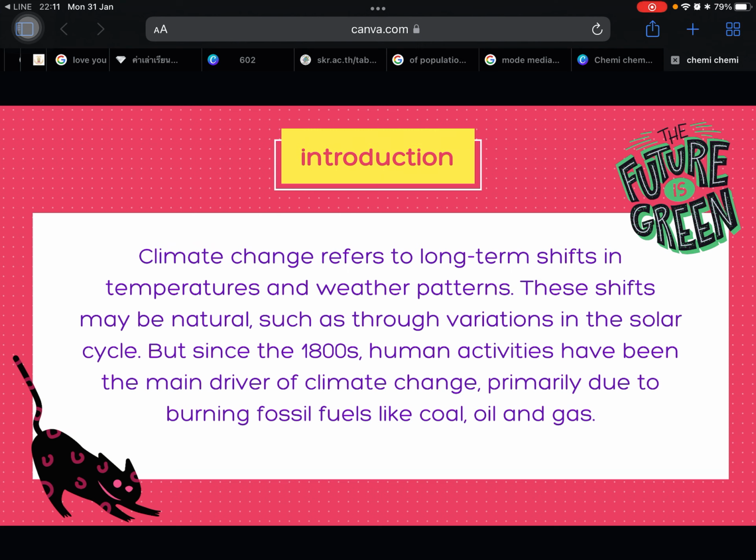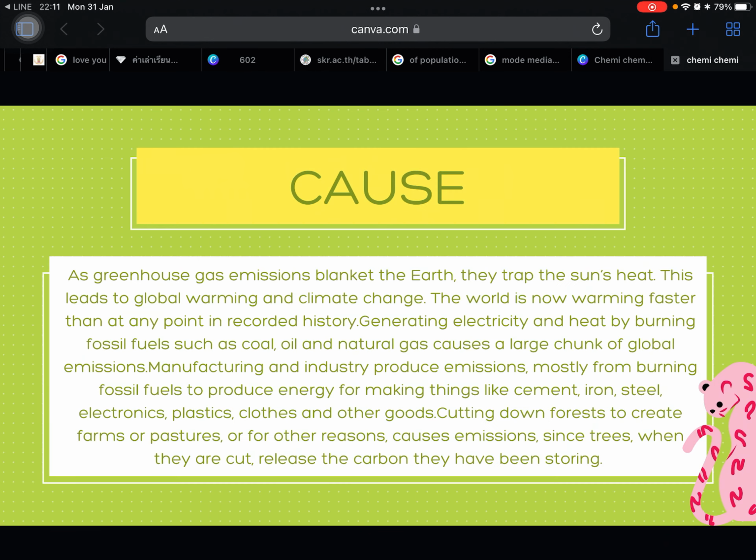Introduction. Climate change refers to long-term shifts in temperature and weather patterns. This shift may be natural, such as through variations in the solar cycle, but since the 1800s, human activity has been the main driver of climate change, primarily due to burning fossil fuels like coal, oil, and gas, as greenhouse gas emissions blanket the earth, they trap the sun's heat. This leads to global warming and climate change.